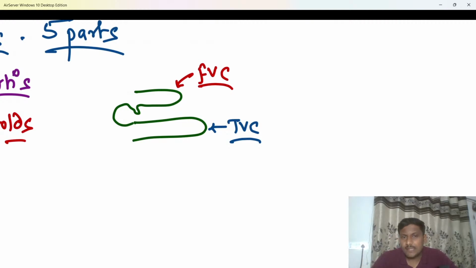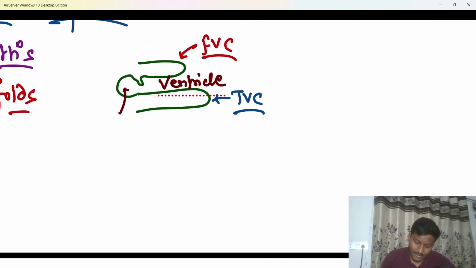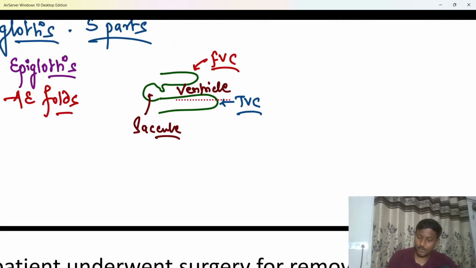Okay? Can you see there is some space between the true vocal cords and the false vocal cords? This space between the true and false vocal cords is what is called the ventricle. And from the ventricle, can you see there is an outpouching? On both sides there are true vocal cords, on both sides there are false vocal cords, on both sides there is a space called the ventricle, and on both sides there will be an outpouching. This outpouching from the ventricle is known as the saccule. No issues till here? That is important to be remembered.